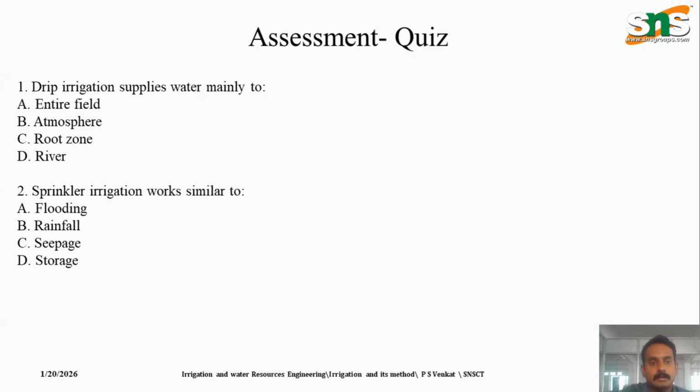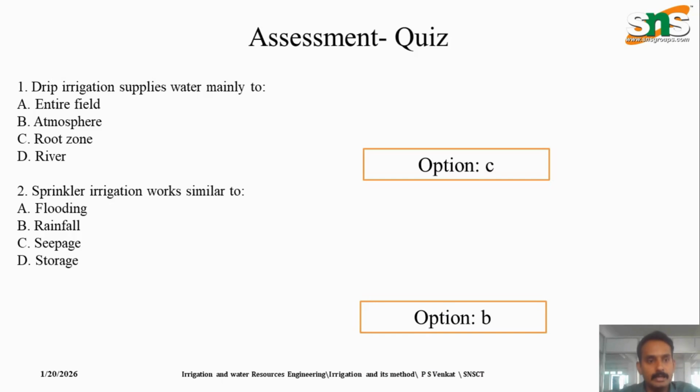So let's have a quick assessment. The question is, drip irrigation supplies water mainly to. Next, the sprinkler irrigation system works similar to. So 2 minutes is required for answering. Choose the best option from the above. First answer for first question is option C. Drip irrigation supplies water to the root zone, and sprinkler irrigation works similar to rainfall.